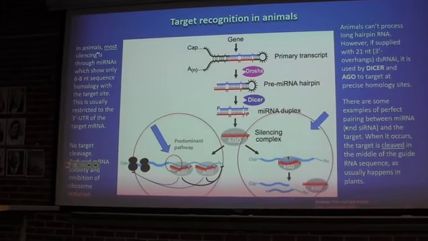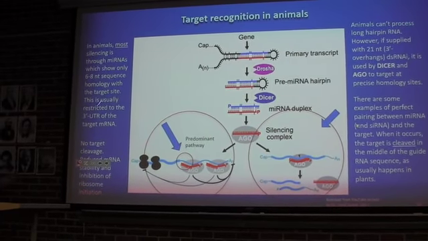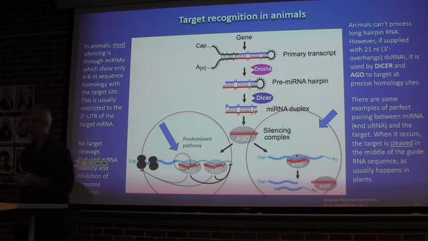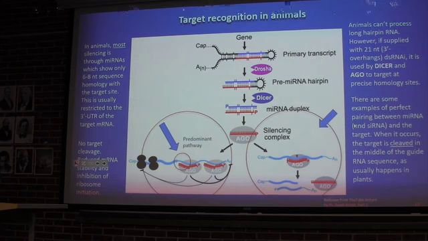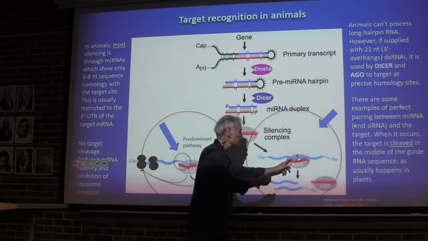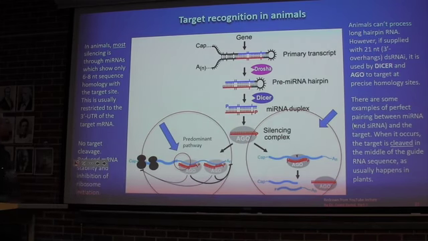So in animals, most silencing shows only 6 to 8 nucleotide sequence homology to the target site. So in animals, if you're doing genetic engineering, this has wide off-target effects. But in plants, it's much tighter. The entire 21-mer is used for homology. And actually, the Argo actually makes a cut. In animals, it's a little bit different.